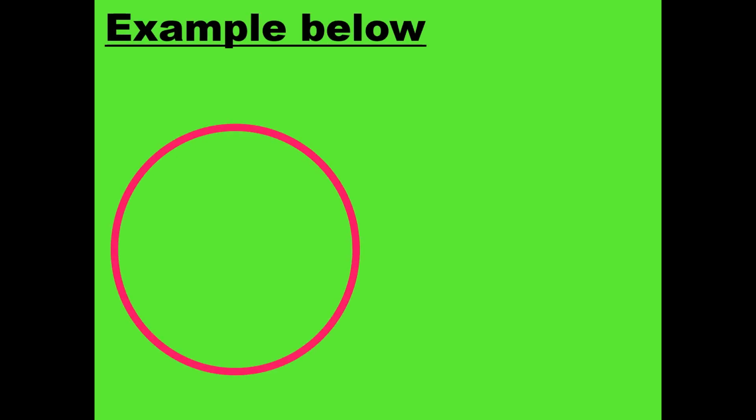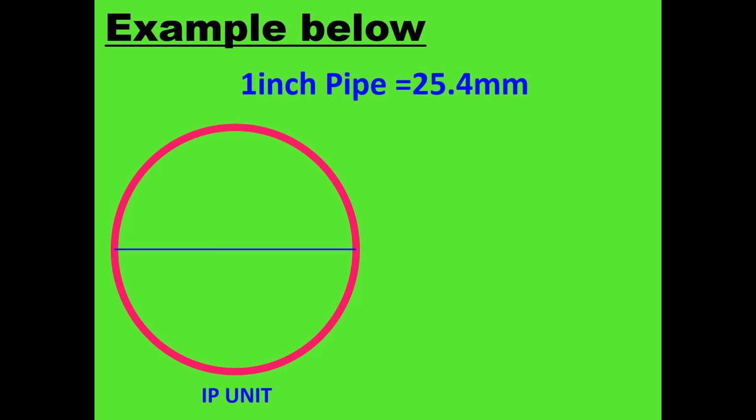Here I am going to show some examples to understand the pipe sizes. I explain it in both IP units and metric units. From there you can easily understand the pipe sizes. I draw here a sample circle, take it as a 1-inch pipe, which is equivalent to the metric unit 25.4 millimeters. So, this circle is in IP units.